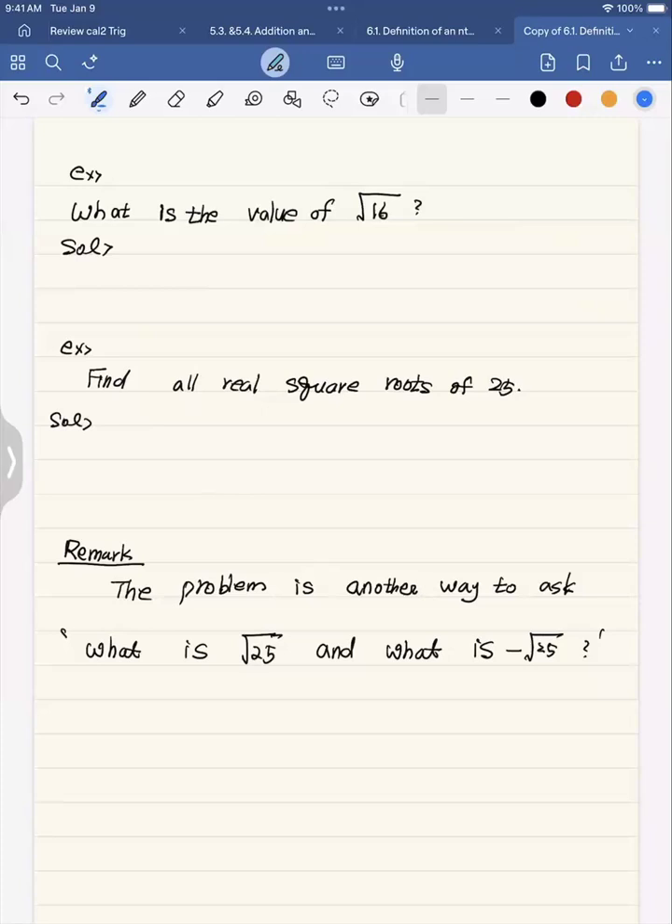The next problem is, what is the value of square root of 16? Square root of 16 can be written as square root of 4 squared. What we know is square root is the 1/2 power. So square root of 4 squared is 4 to the 1 power, which is 4.